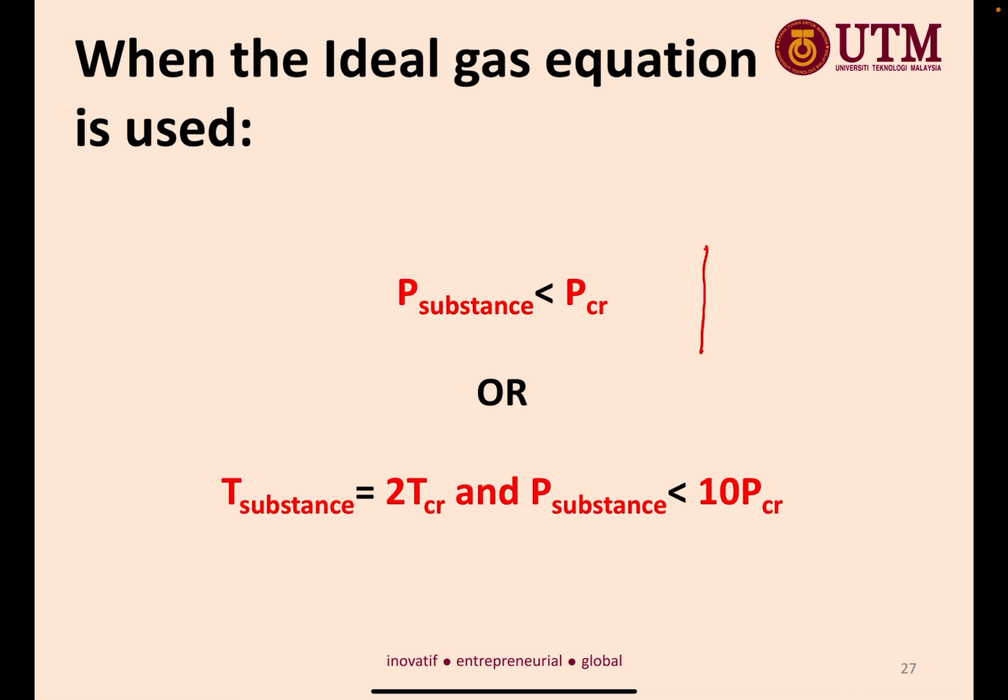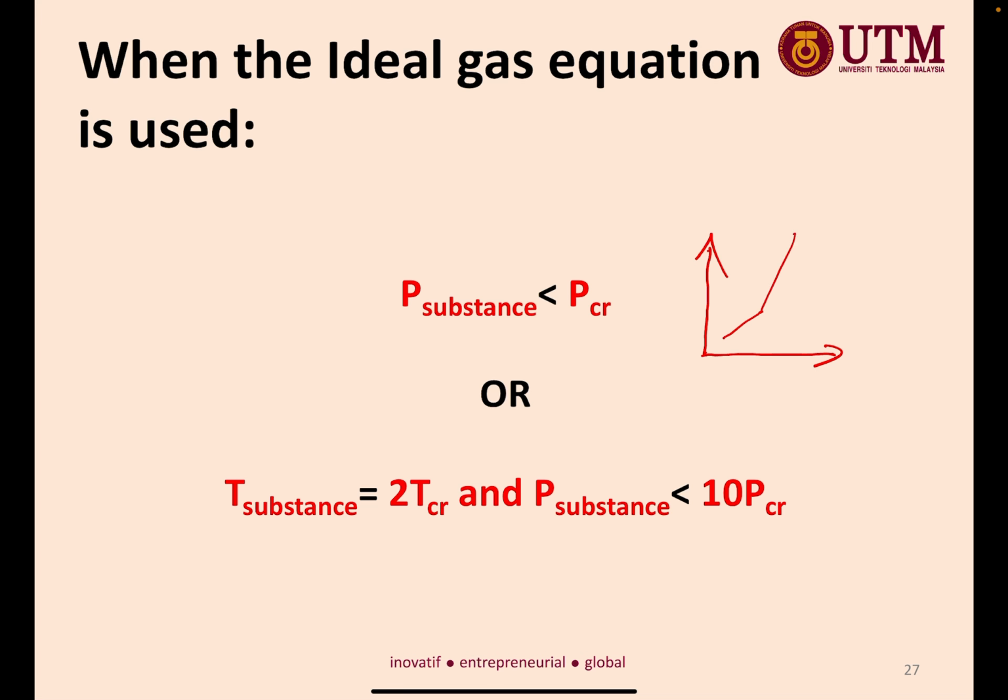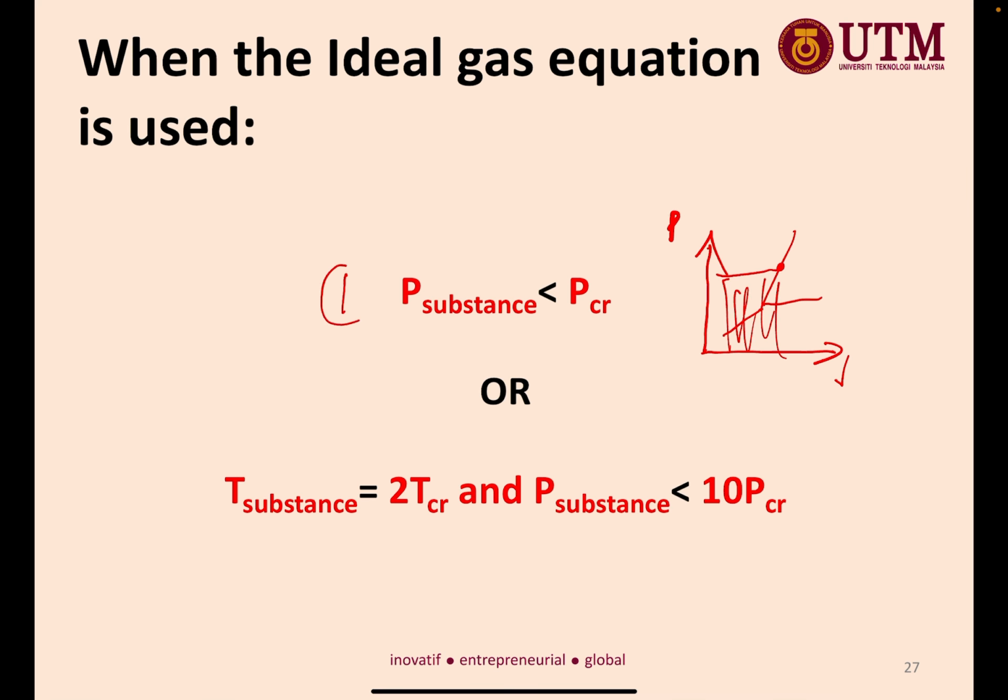Let's say you have a P critical somewhere here. If the P substance is less than P critical on the PV diagram, then you can use the ideal gas equation. Or, T substance equal to 2 T critical and P substance less than 10 P critical. So this is either 1 or 2. If you meet this requirement, then you can use the ideal gas equation, which is PV equal mRT.